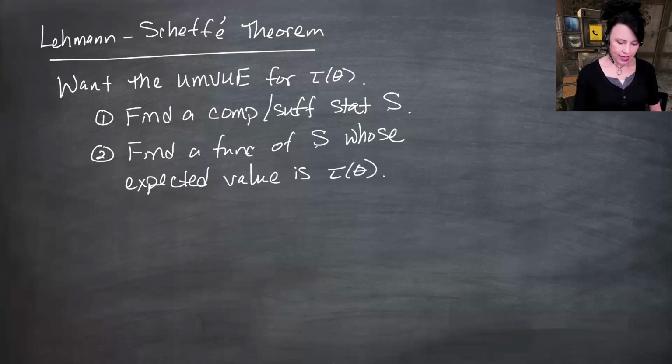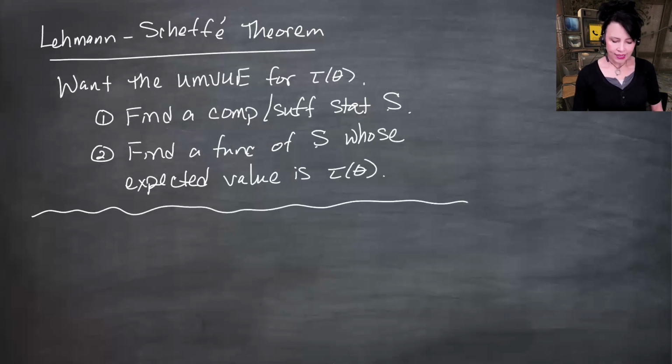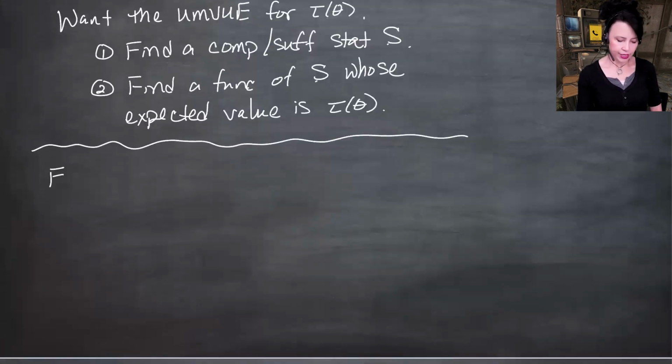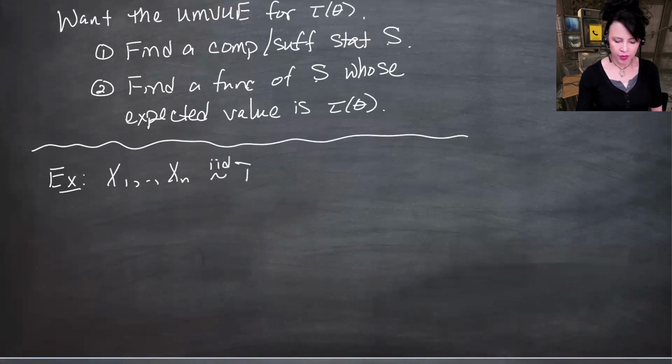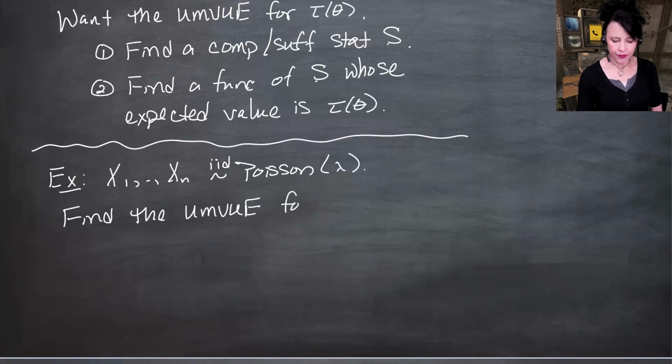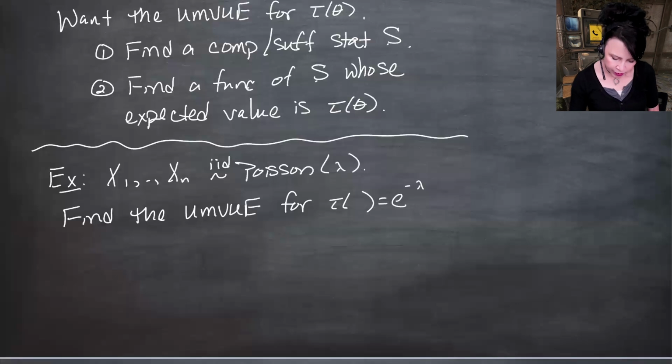So let's look at a new example. And I think this one you're going to find to be a little interesting, for reasons. Suppose I have X1 through Xn, a random sample from the Poisson distribution with parameter lambda. Let's find the UMVUE for tau of lambda defined to be e to the negative lambda. To be careful there, my lambda is looking a little bit like my x's.